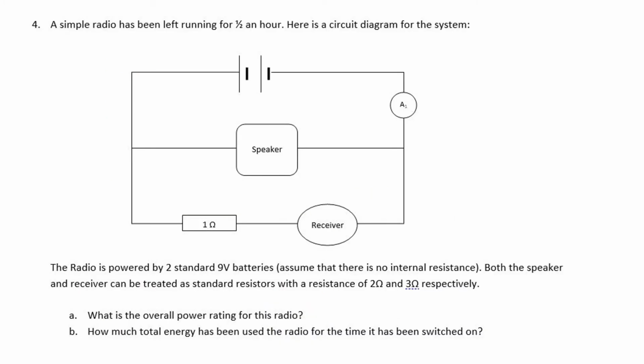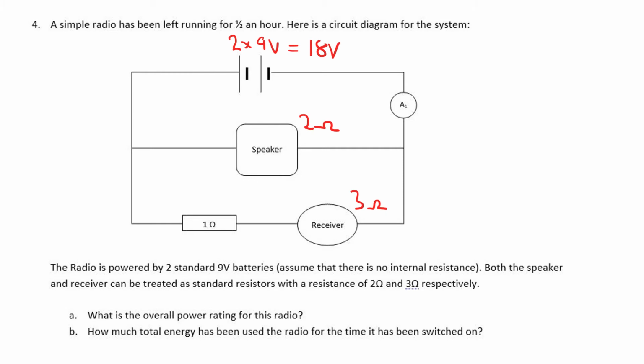Here's a second question for you to try. A simple radio has been left running for half an hour. Here is a circuit diagram for the system. The radio is powered by two standard 9-volt batteries. Assume that there is no internal resistance. Both the speaker and receiver can be treated as standard resistors with a resistance of 2 ohms and 3 ohms respectively. Question A, what is the overall power rating for the radio? And B, how much total energy has been used by the radio for the time it has been switched on?